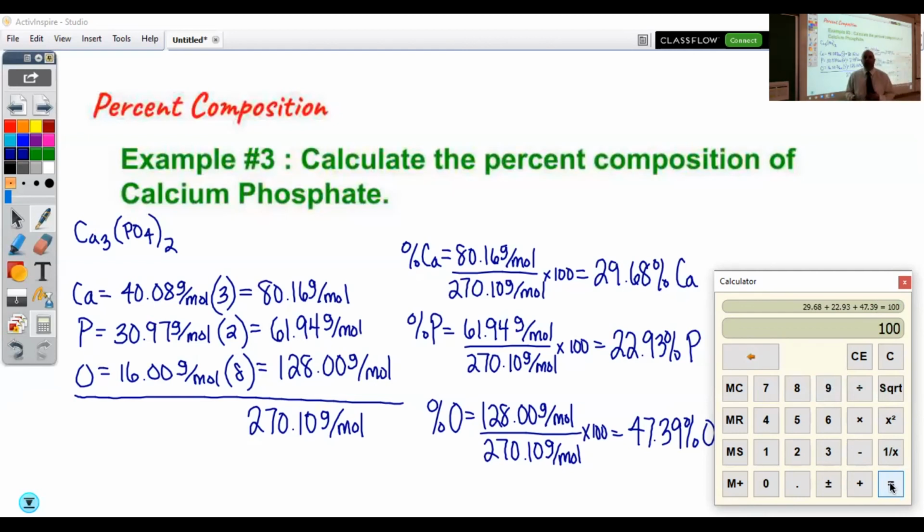Okay, at this point, I would like you to try to complete the assignment on percent composition. Again, if you have any questions, please feel free to reach out.